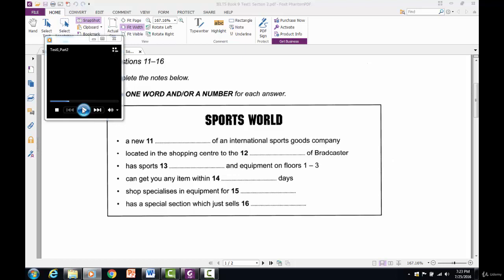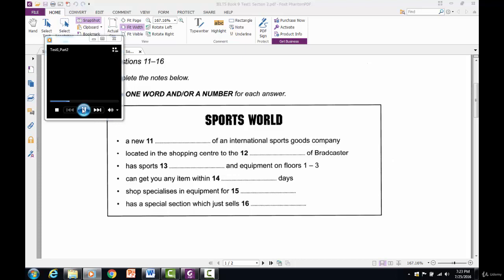All right, so number 11 is branch. Branch, B-R-A-N-C-H. Because they said open another. Right? Open another. When they say it, open another is a synonym for saying a new. So a new branch, open another branch. Okay? So number 11 is branch, B-R-A-N-C-H.